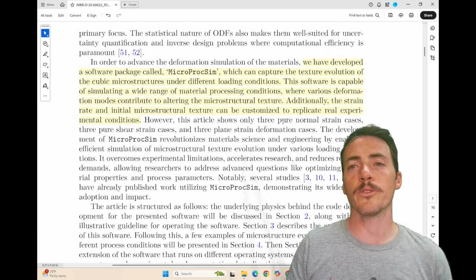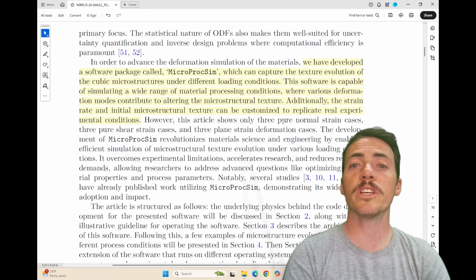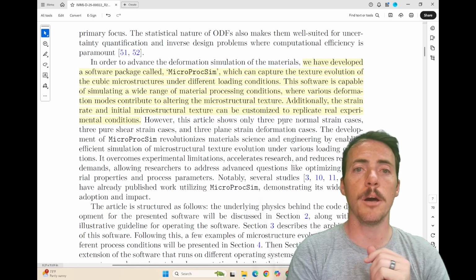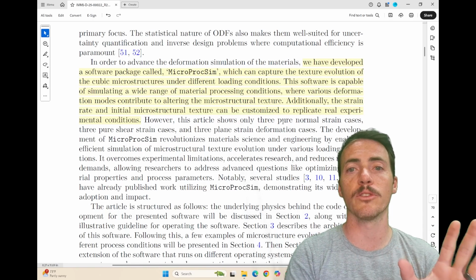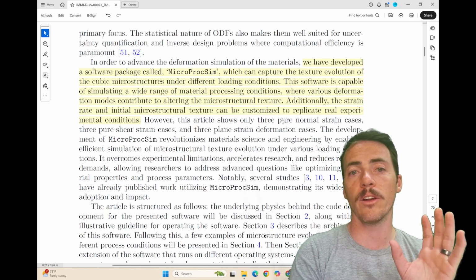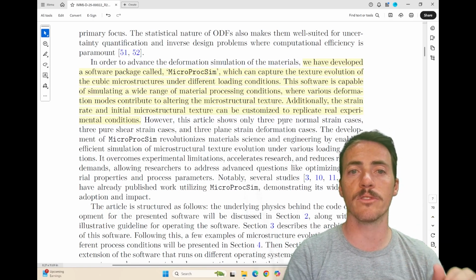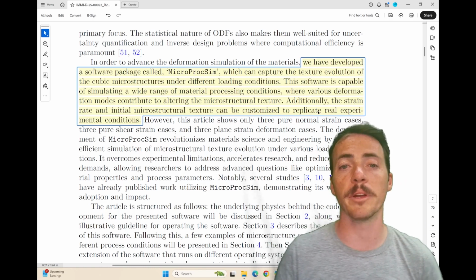Here's the thesis of what they're trying to achieve. It says we've developed our software package they're calling MicroProcSim, which can capture the texture evolution of cubic microstructures under different loading conditions. It's capable of simulating a wide range of materials processing conditions under various deformation modes that alter the microstructural texture. Additionally, the strain rate and initial microstructural texture can be customized then to replicate real experimental conditions.